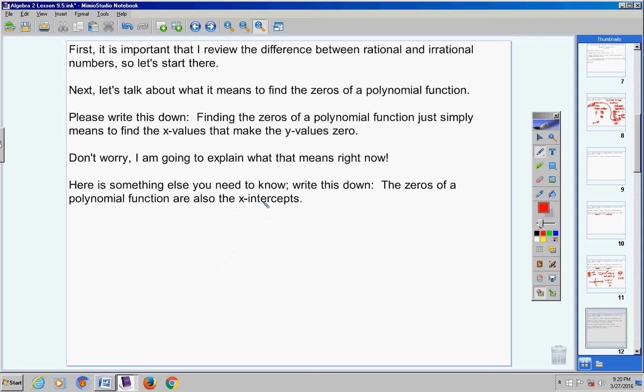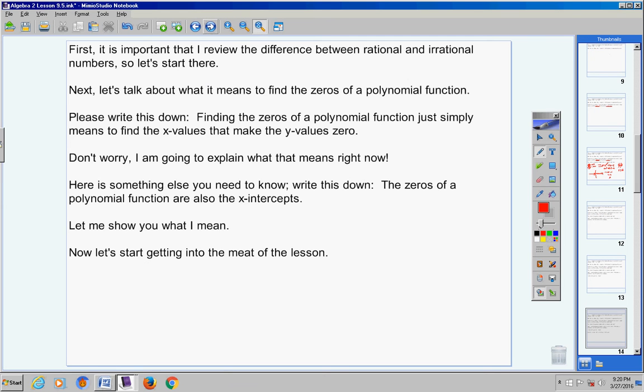So now you know two things about the zeros of a polynomial function. You know that they are the x values that make the y value 0, and you know they are the x-intercepts of the graph. Now, let's start getting into the meat of this lesson, what we're really going to do today. I've laid a little bit of a foundation for you, and now let's jump into this.